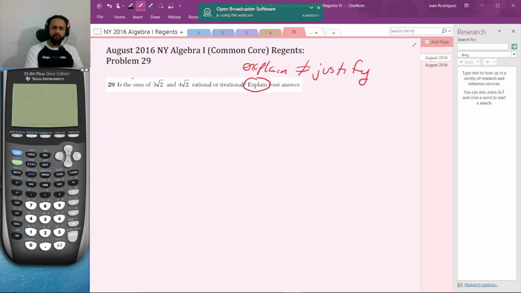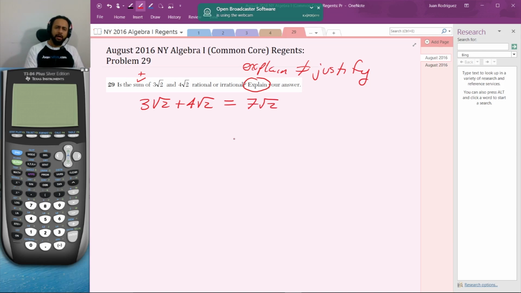Here's a very big hint. This says sum, this is a plus. So why not add them? I know that 3x plus 4x equals 7x. I know 300 plus 400 is 700. I know 3,000 plus 4,000 equals 7,000. So 3 radical 2 plus 4 radical 2 equals 7 radical 2.